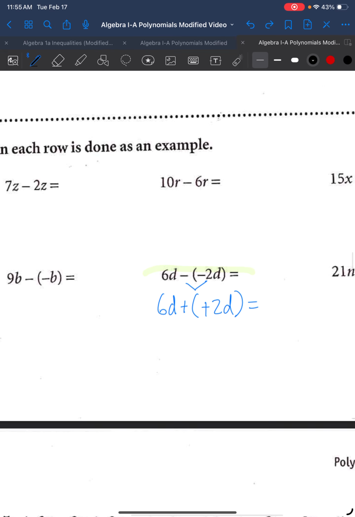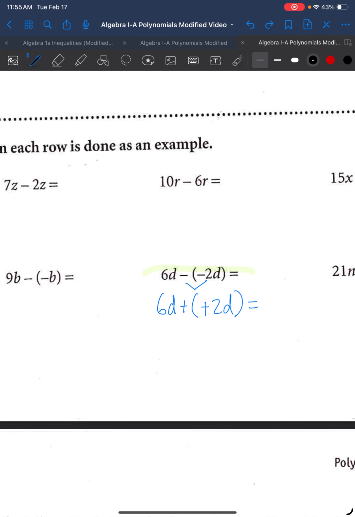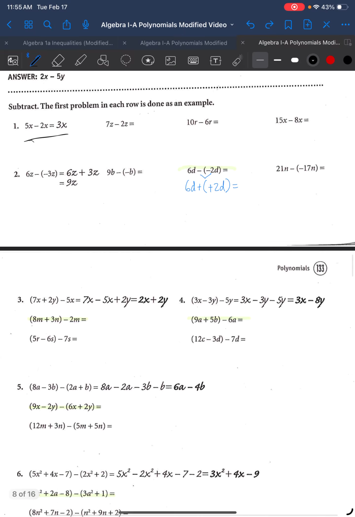It's saying 6d minus negative 2d. Minus a negative is the same thing as adding a positive. Okay, so that would just be 6d plus 2d. So 6 plus 2 would be 8. So altogether, that's 8d. Okay. All right, now the next ones are kind of confusing.